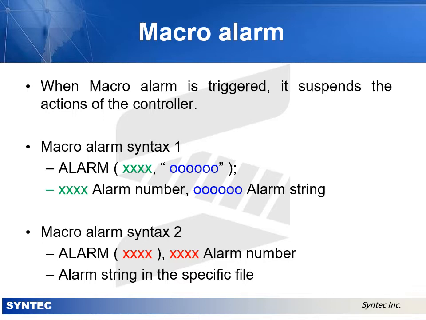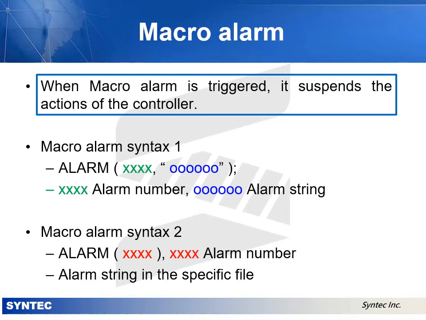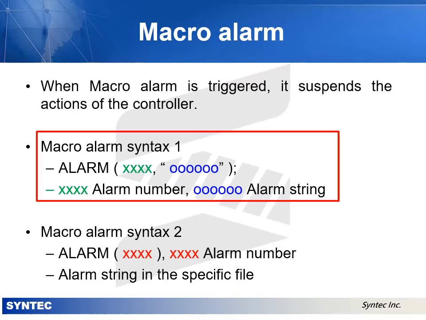Use a macro alarm to notify users when an exception occurs. It suspends the actions of the controller when macro alarm is triggered. The macro alarm can be written in two ways. The first method has to define the alarm number and the content of the string written between two double quotation marks. This method is suitable for situations where custom alarms are not too many.